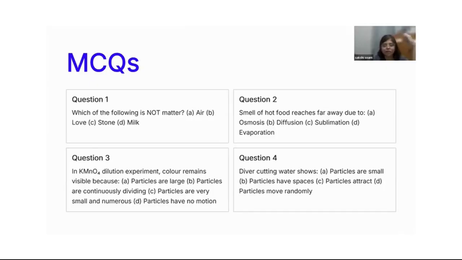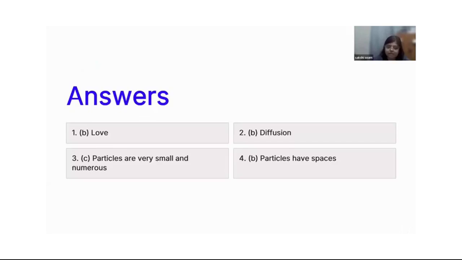Next is in the KMnO4 dilution experiment, the color remains visible. Why does it remain visible? That also you have to answer. Next is a diver cutting water. A diver cutting water means a diver who jumps into the water, so he's able to cut through the water, right? Why? Can the diver cut through a solid? It cannot, right? So I think you got the hint. So these are the answers, right?